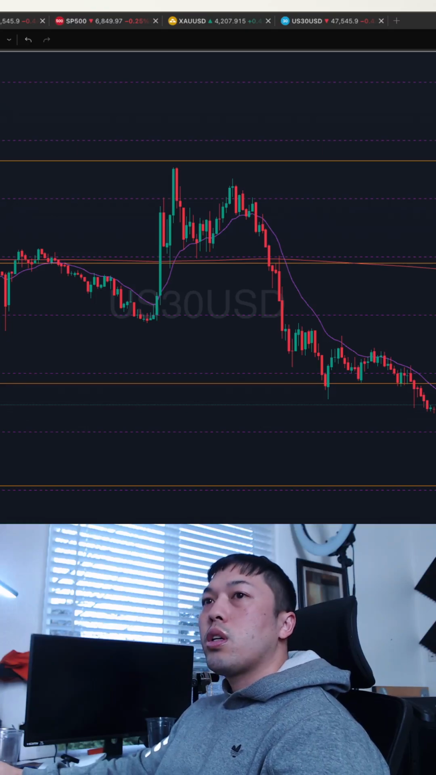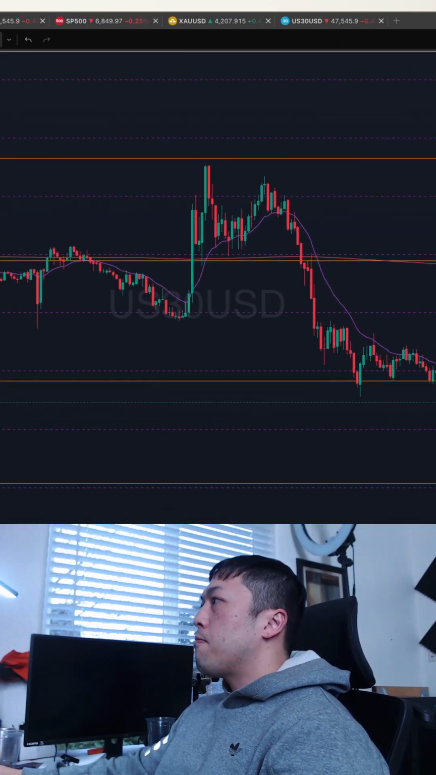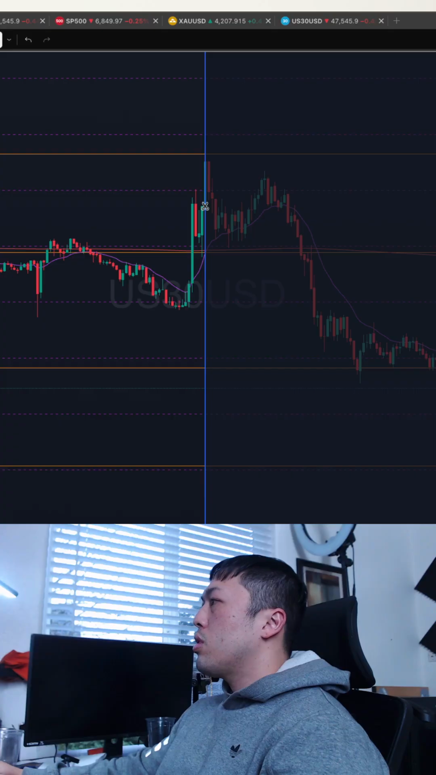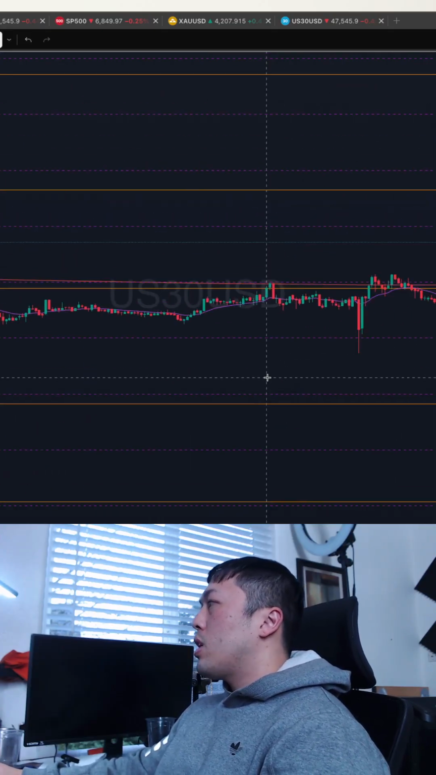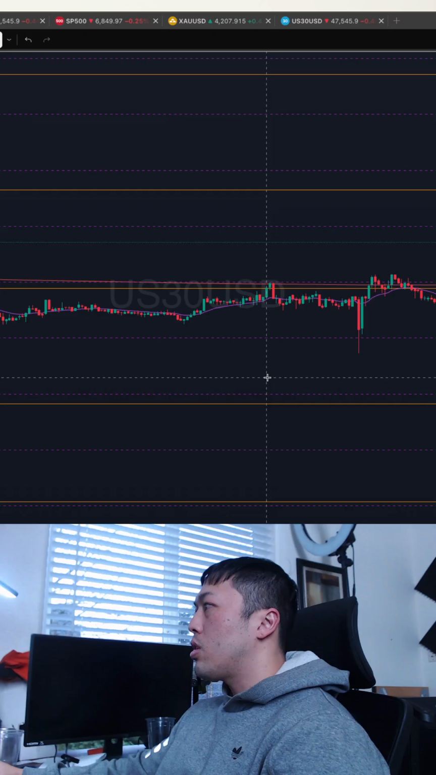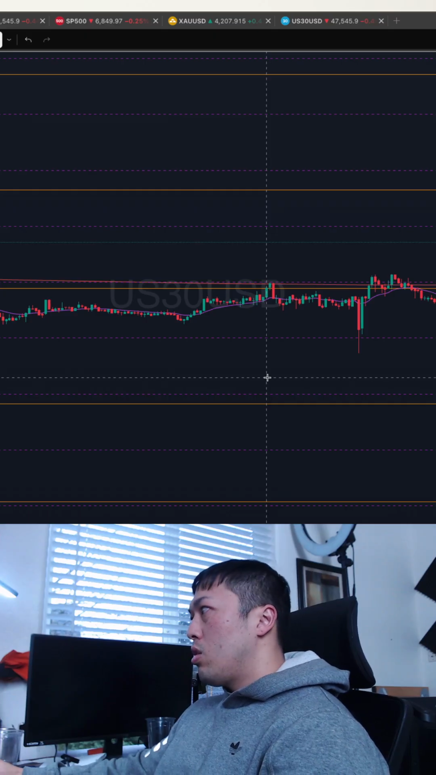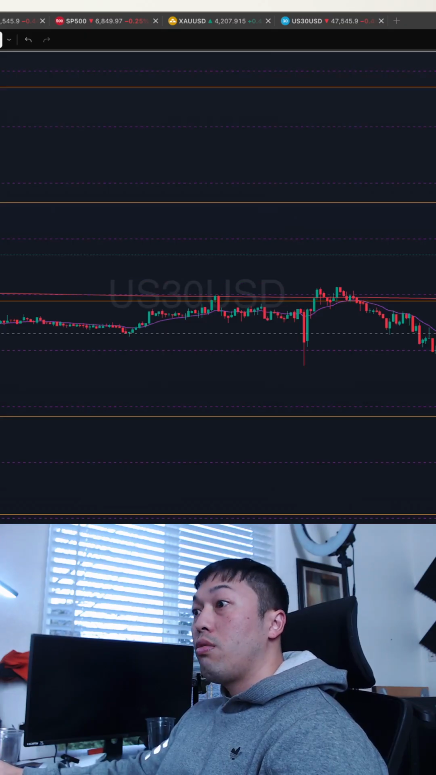What up? Quick video going over order blocks. This is something that is important to know, but I don't really teach it, because order blocks usually become just areas of support and resistance. But to understand what an order block really is, it's just a block of orders.